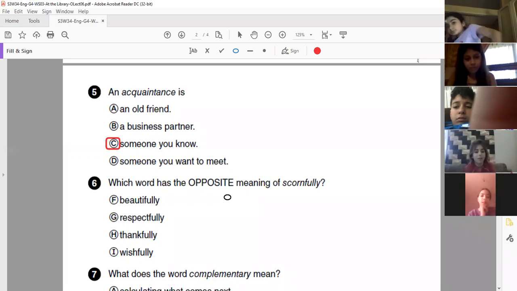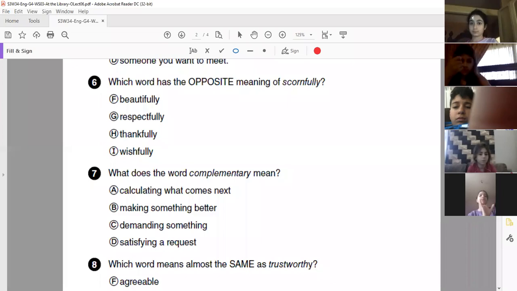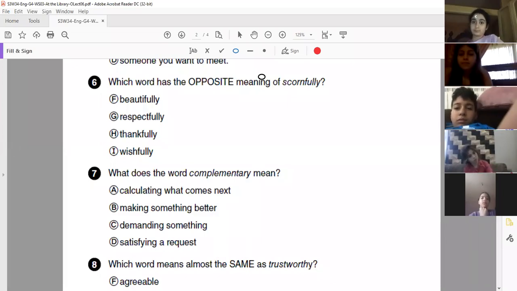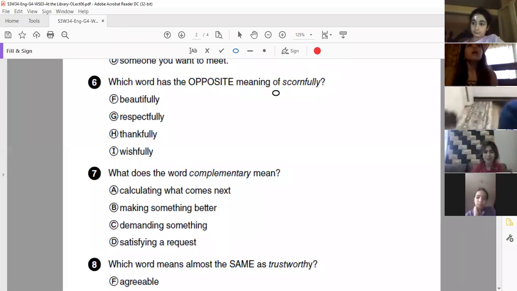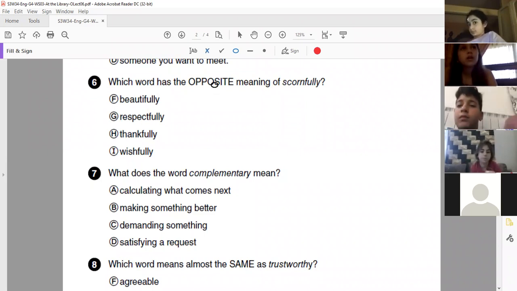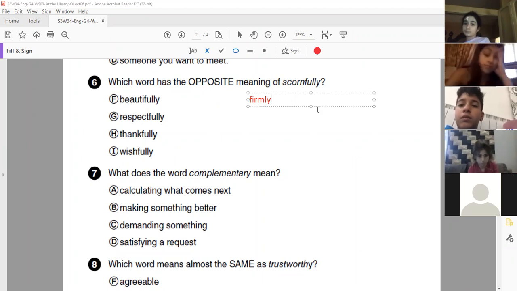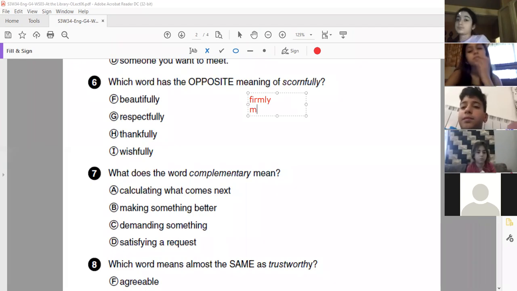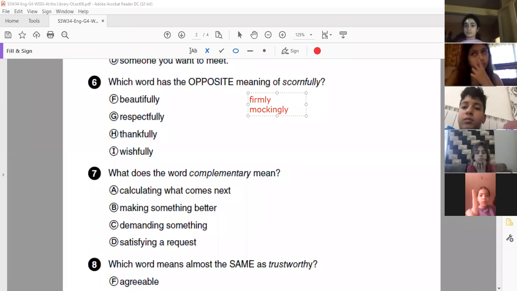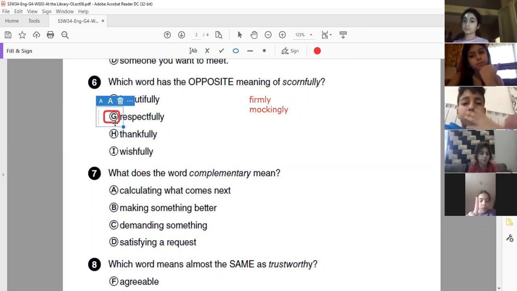Number 6, which word has the opposite meaning of scornfully? Scornfully opposite, I think it's respectfully. Respectfully. So what's the meaning of scornfully? Scornfully, like when somebody breaks a glass, the owner of it will come with a scornful face. We said it means mockingly, like when you laugh at someone. So it means that respectfully is the opposite. When you laugh at someone, it means you do not respect him. So I can say that the opposite of scornfully is respectfully. When you talk to someone in a disrespectful way.